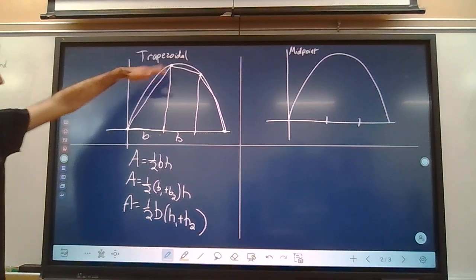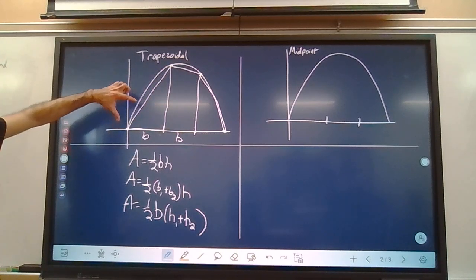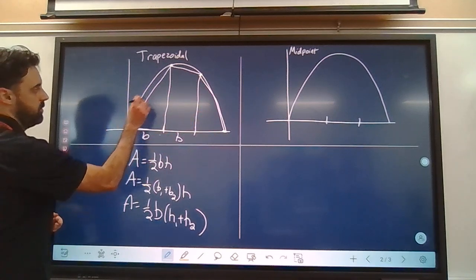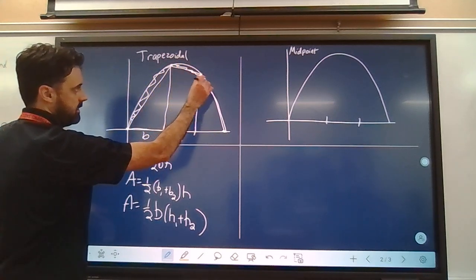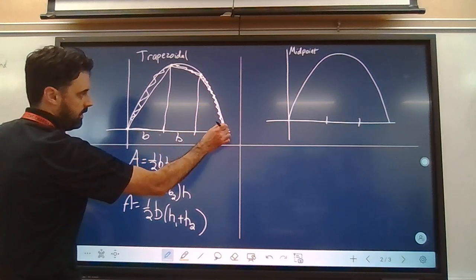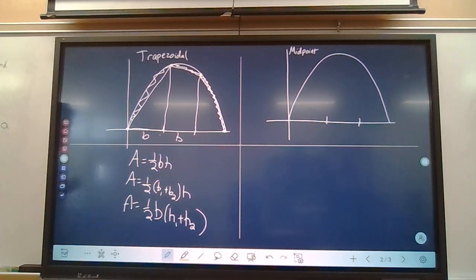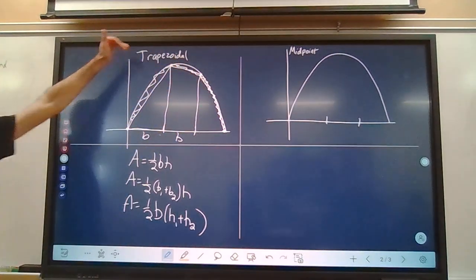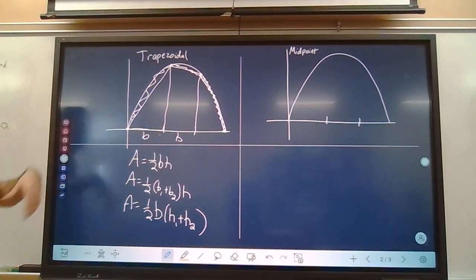Here, if I drew these all properly, the whole thing would under approximate the actual area. There's just a little portion we're not getting the area of in the entire thing. This part I drew kind of weird, but it's an under approximation because of the concavity of the function. So concave down for trapezoid would under approximate. Concave up would over approximate.